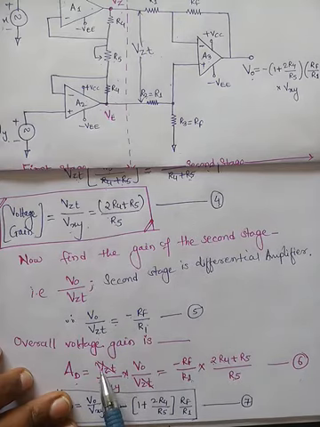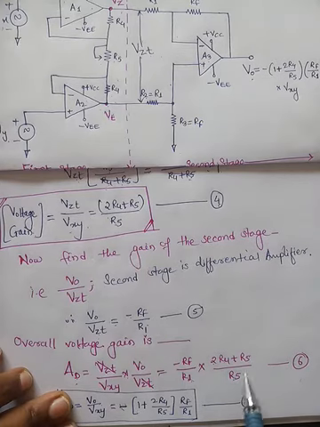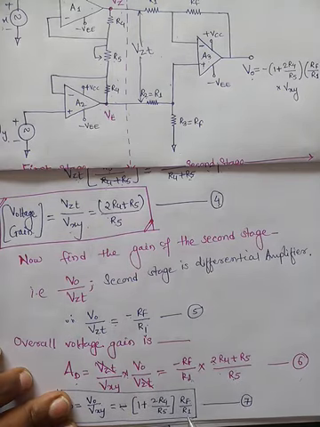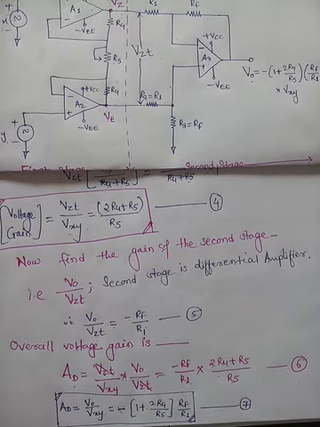From this we can see that Vzt will cancel out. The remaining is gain of the differential amplifier, V0 by Vxy, is equal to minus, take it outside, this equation will reduce to 1 plus 2R4 by R5, 1 plus 2R4 by R5 into Rf by R1. Okay, so this is the required gain of differential amplifier with 2 op amps.